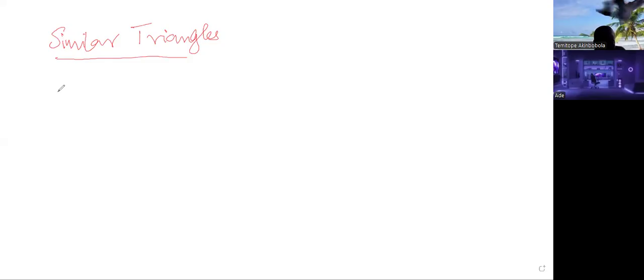Similar triangles. Just as we have said the other time, similar triangles have the same angles, but the length of sides are different. So just pencil it down now formally.